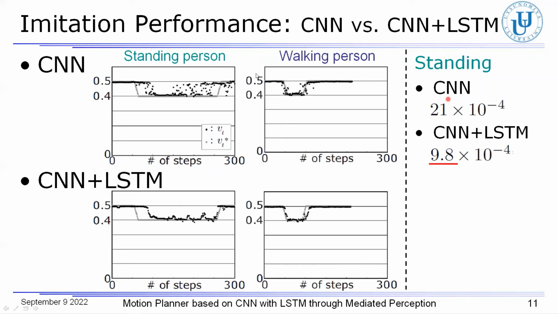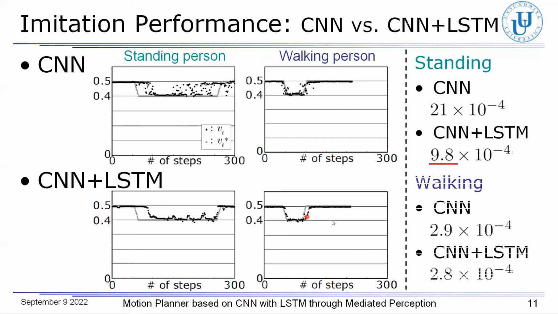For the walking person, both the CNN and the CNN+LSTM resulted in almost the same performance. This was because the duration time for obstacle avoidance was decreased, as shown here and here.